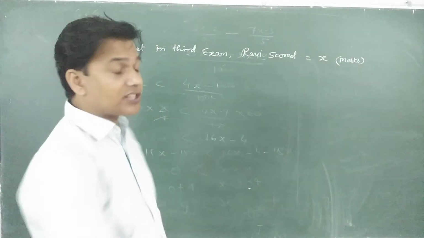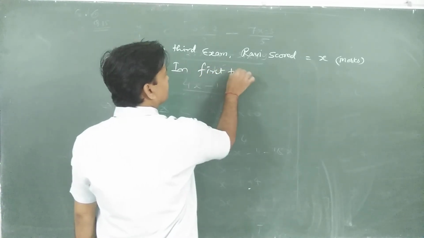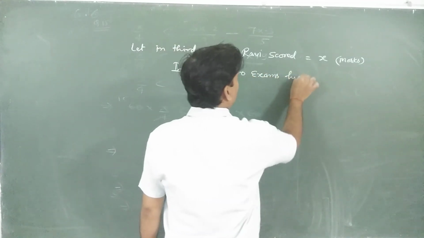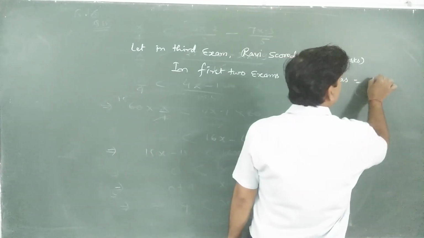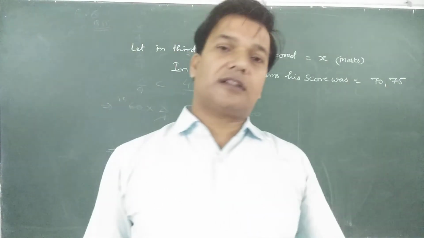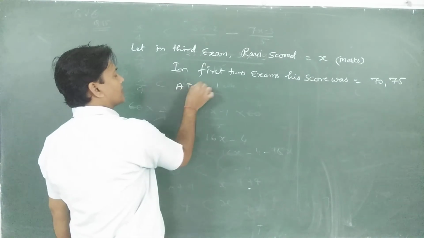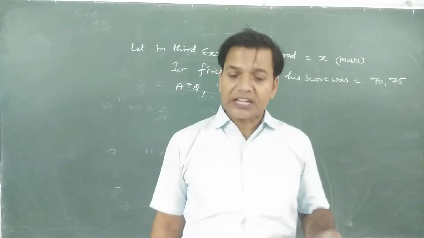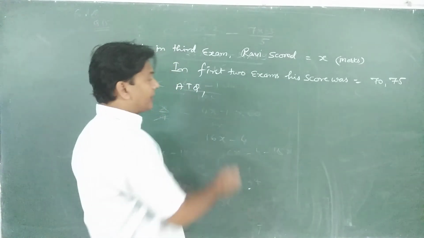X. And in the first two, his scores were 70 and 75. These are the scores. Now, according to the question, he wants to score an aggregate of minimum 60%. For that, what do we have to do?